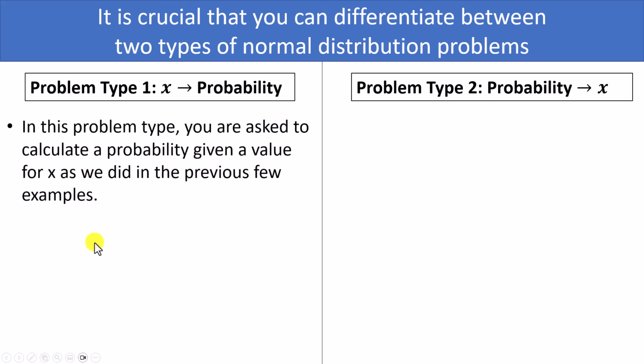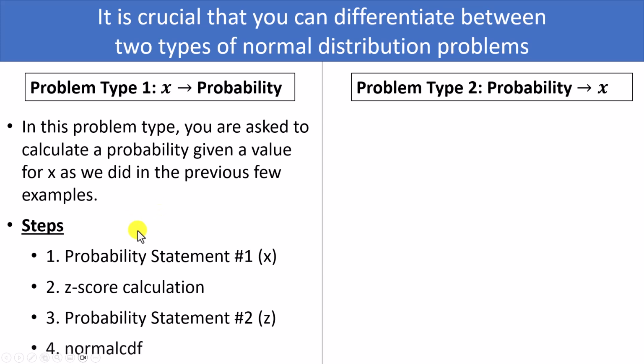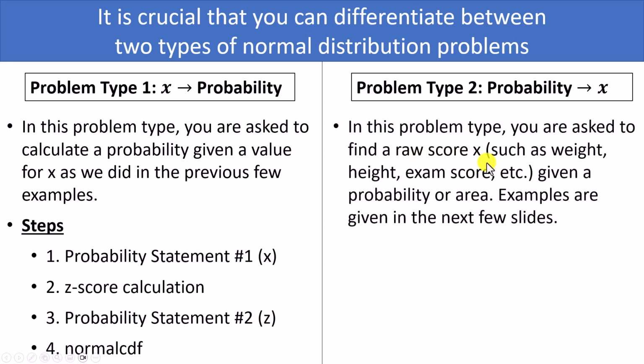But let me just remind you, summarizing problem type 1, you're asked to find a probability given a value for x, like we've been doing in the previous problems. And here were the steps that we've been using in all those problems. But now in problem type number 2, we're going to be going backwards. In this case, you're asked to find what we call a raw score. The x value is often described as a raw score, like a weight, a height, an exam score, fastball speed, something like that. And in this case, we already have a probability or an area on the distribution. We're going to go through examples of those on the next several slides.